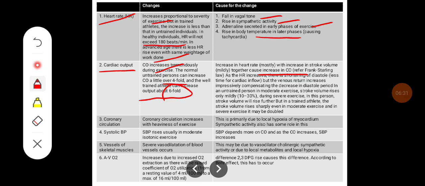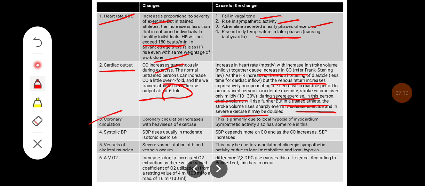As the heart rate increases, there is a shortening of the diastole, that is less time for the cardiac inflow, but the venous return increases impressively, compensating the decrease in the diastole period. And in untrained person, in moderate exercise, stroke volume rises only mildly, that is around 10 to 30% during severe exercise. In this person, the stroke volume will rise further, but in trained athlete, the stroke volume rises sharply even in moderate exercise, and in severe exercise, it may be doubled.